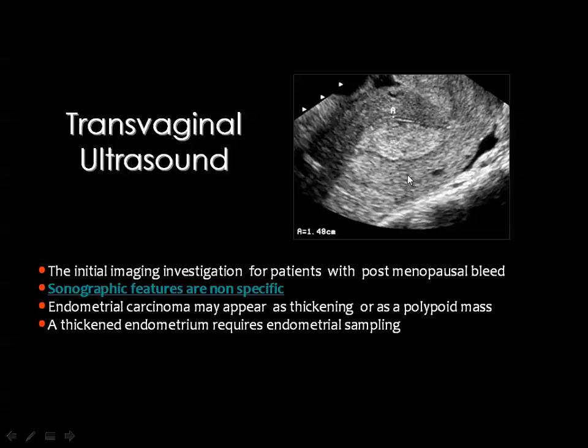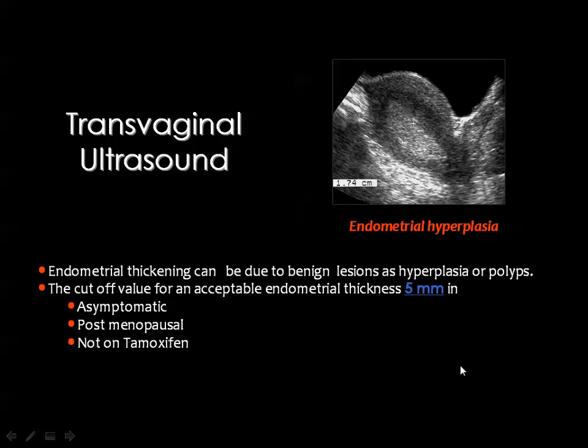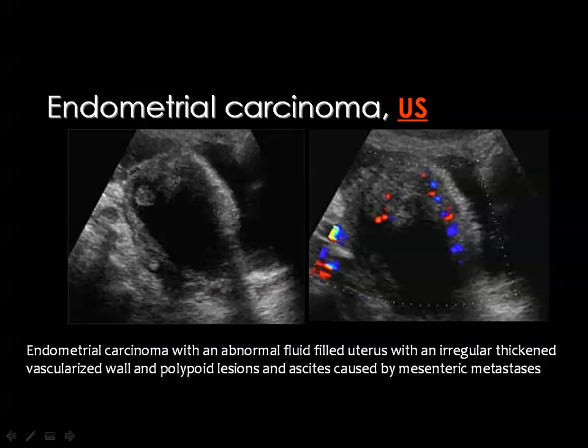Then the sonography of endometrial cancer is globally non-specific, and you see there is thickening of the endometrium, and there may be an endometrial mass projecting inside the uterine lumen. It is also said in the literature that the cutoff value for accepted endometrial thickening is 5 millimeters, considering that the patient is asymptomatic, postmenopausal, and is not receiving tamoxifen.